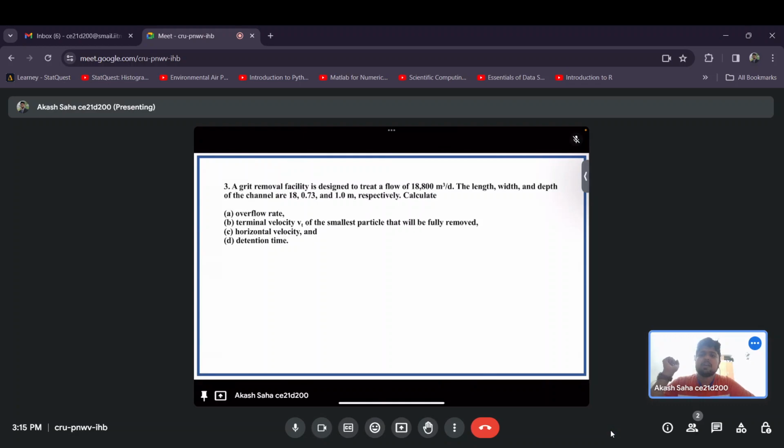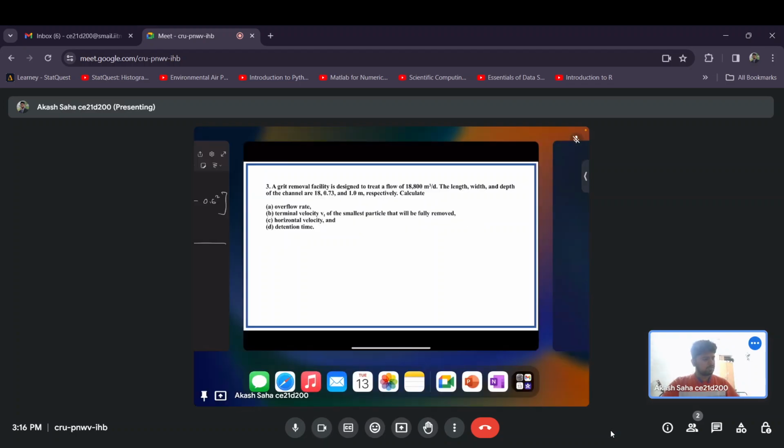Calculate the overflow rate, the terminal velocity Vt, or the smallest particles that will be fully removed, then the horizontal velocity and the detention time. So just four small parameters we have to find out. It's pretty simple. We have solved all these problems separately, just that I have clubbed all these things for a complete problem. Okay, so a grit removal facility, the discharge is given, the length, width, and depth is also given. We have to calculate these four parameters. We'll see how to go about with this.